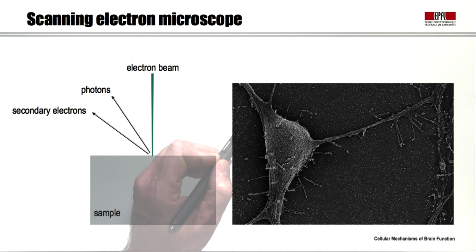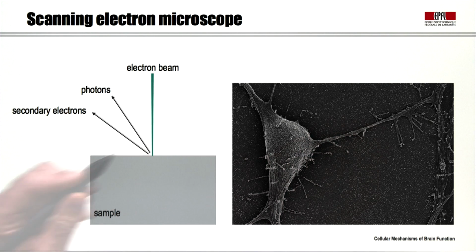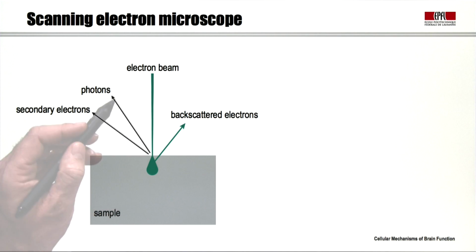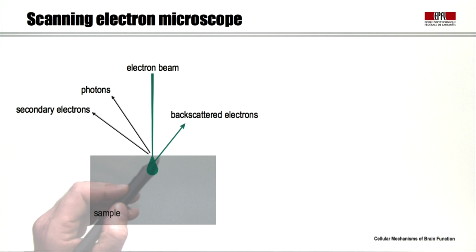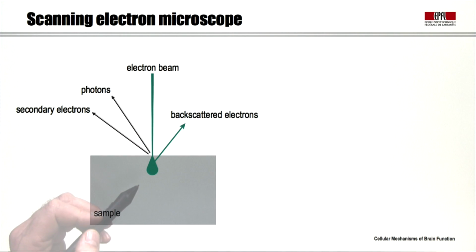So here we have an image of a neuron that's in culture, so it's sitting on the surface of a culture dish, and we can see its general shape, and we can see this process and some of the smaller processes that protrude. So this is giving us information about the surface of this neuron. So this electron beam that is incident on this sample, as well as producing secondary electrons and photons, can also actually interact with the sample, and the electrons themselves can be reflected out. And these are backscattered electrons.